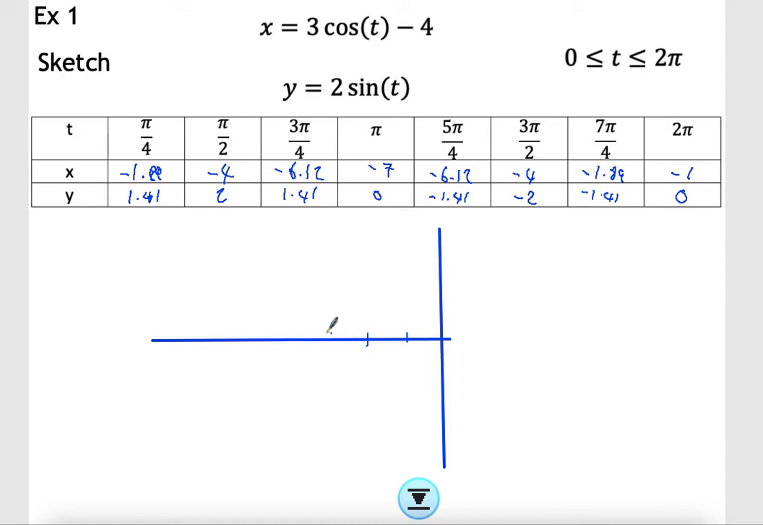Try and get it as evenly spaced as you possibly can. I know it's not going to be perfect in this video, but that is the joys of technology for you. So we've got negative 1, negative 2, and so on. Grab yourselves a cup of tea while I do this.